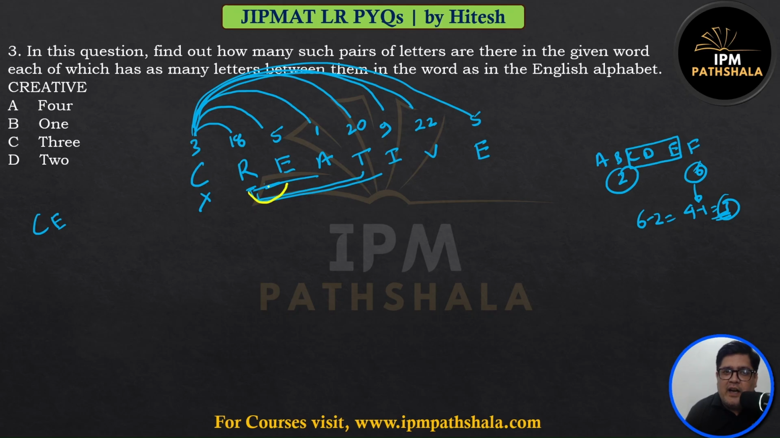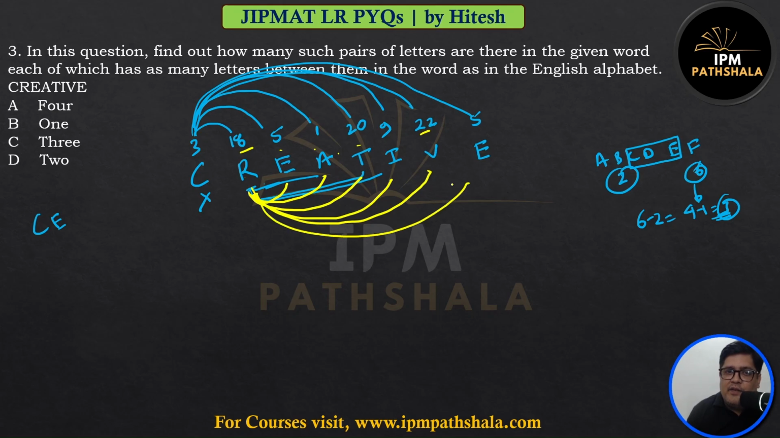Difference is 13. Are there 12 letters? No. Difference is 17. Are there 16 letters? No. Difference is 2. There should be one letter between them. R, S, T. There are 2. Don't count this. Difference is 9. Now see, the difference is 4. The difference is 4. Are there 3 letters? No. More than that. Difference 13, not possible. Difference is 4.